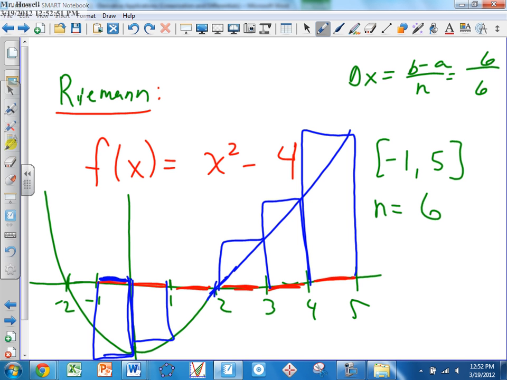The left approximation for this one would have looked like this. You would have gone down and then over like that. That would have been a left approximation. Okay?